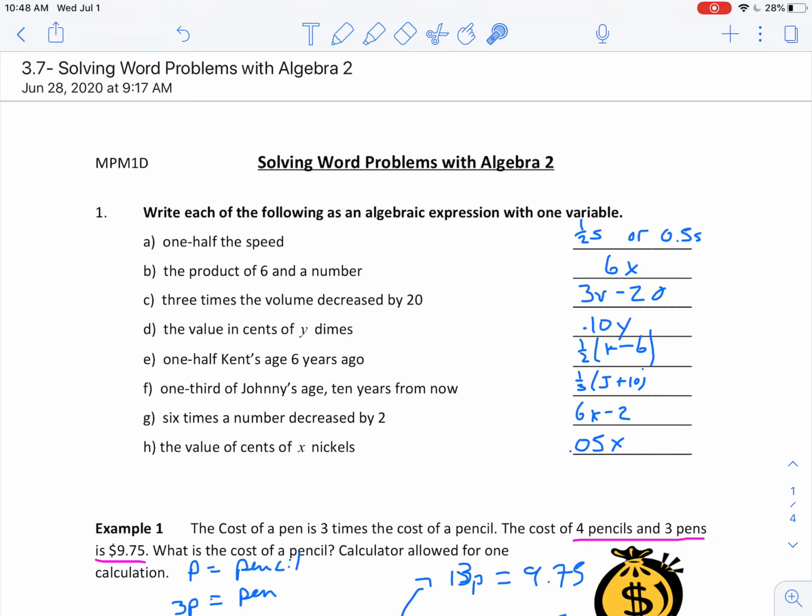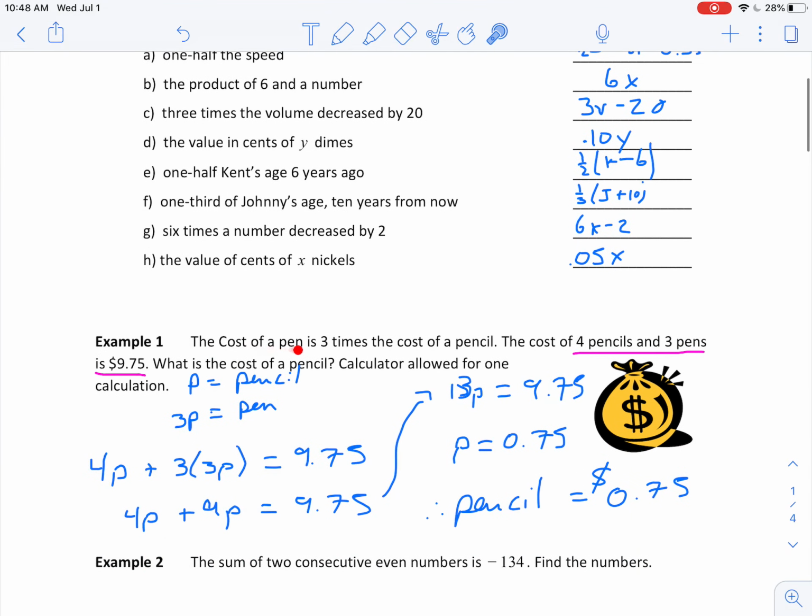So we only have 2 examples because they are a little bit more complicated. The cost of a pen is 3 times the cost of a pencil. The cost of 4 pencils and 3 pens is $9.75. What is the cost of a pencil? Well, I'm going to set my variables. Let P equal pencil and 3P equal pen, right? Because we know a pen is 3 times the cost of a pencil. That's where we get 3P from.